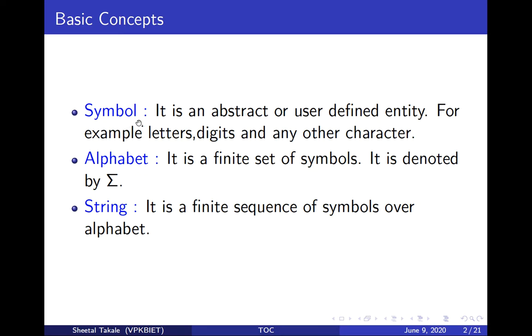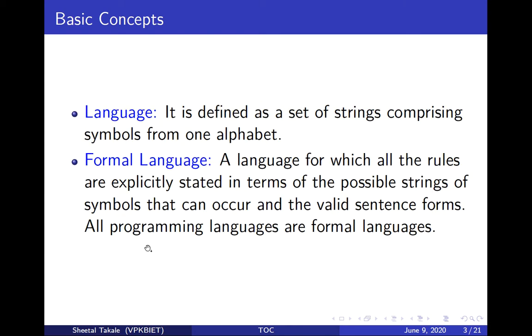Symbol. Symbol is an abstract or user defined entity, and examples are letters, that is small a to small z, capital A to capital Z, and digits, that is 0 to 9. Next is alphabet. Alphabet is a finite set of symbols which is denoted by sigma. String is a finite sequence of symbols over an alphabet. Language is the set of strings. Language is defined as a set of strings comprising symbols from one alphabet.